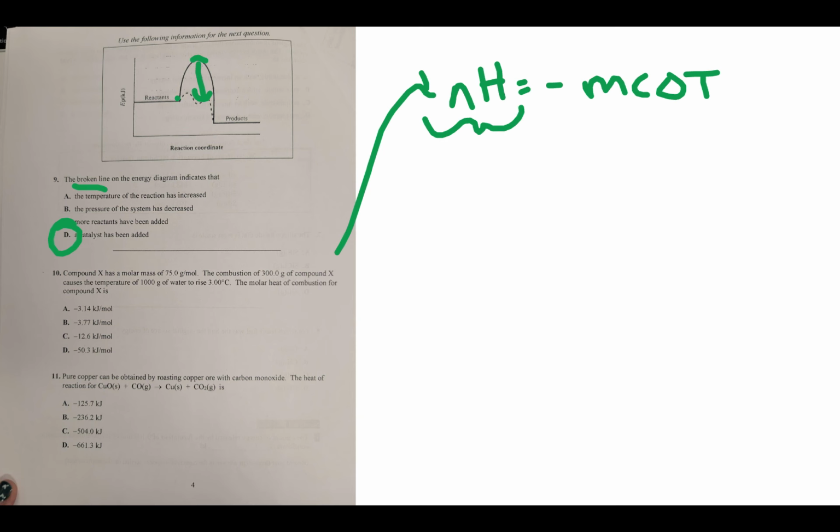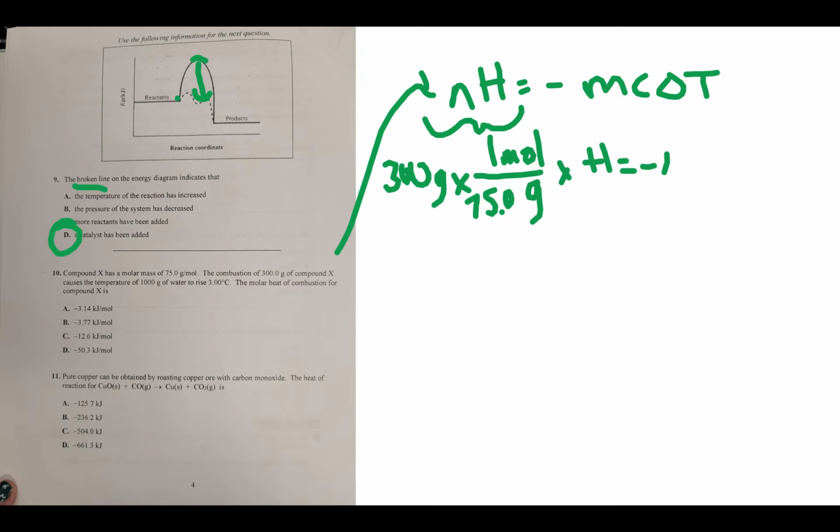This side about the reaction has to do with compound X. So you're starting with your 300 grams, multiplying it by the molar mass in a way that the moles can cancel. And that was 75.0 grams, just getting that from the question. We're solving for H. And then the right-hand side is about the water. So you have the 1,000 grams of water. You have the specific heat capacity of water. And you also have the temperature change, which is 3 degrees.